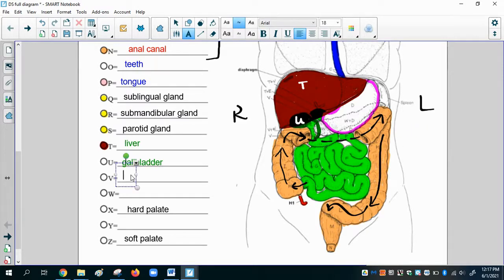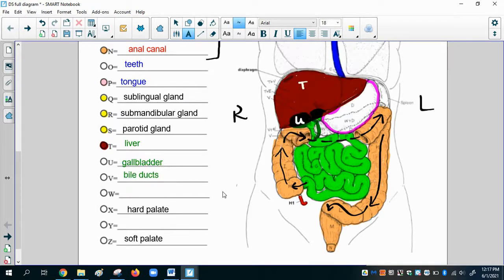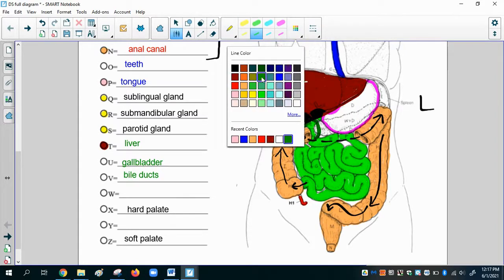I'm going to go ahead and label letter V as the bile ducts, of which there are many, many. So we're being super general here. The bile ducts. And I colored both the bile ducts and the gallbladder a dark green color.